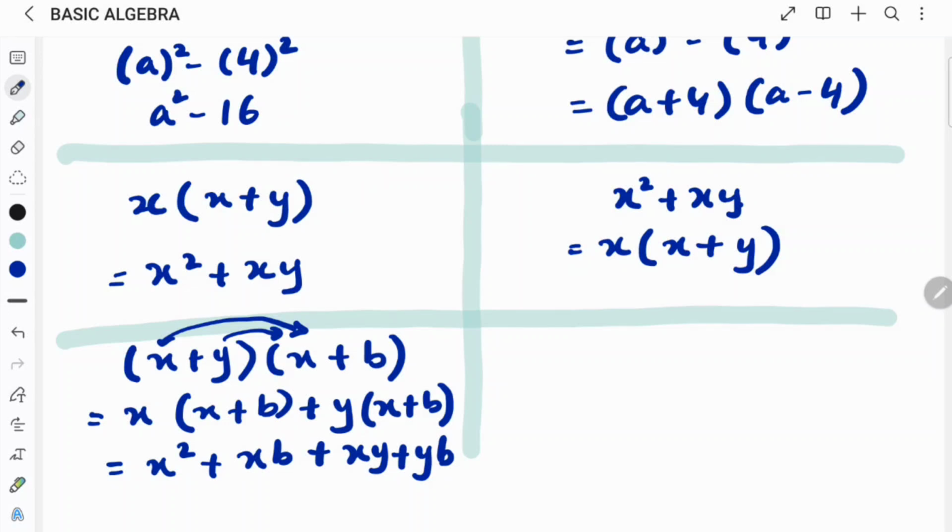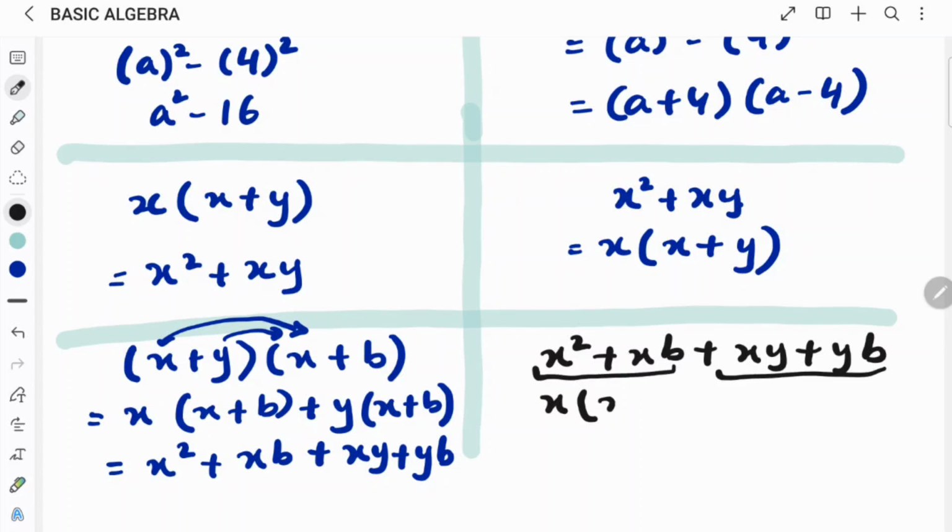So the same question, same answer I'm writing down as a question in your factorization. I'm just copying down the same thing, x square plus xb plus xy plus yb. Alright, so that is x common. This is called the grouping. Factorization in grouping, you just take two numbers together, x into x plus b plus, what is the common between xy and yb? Y is common, so xy plus x plus b.